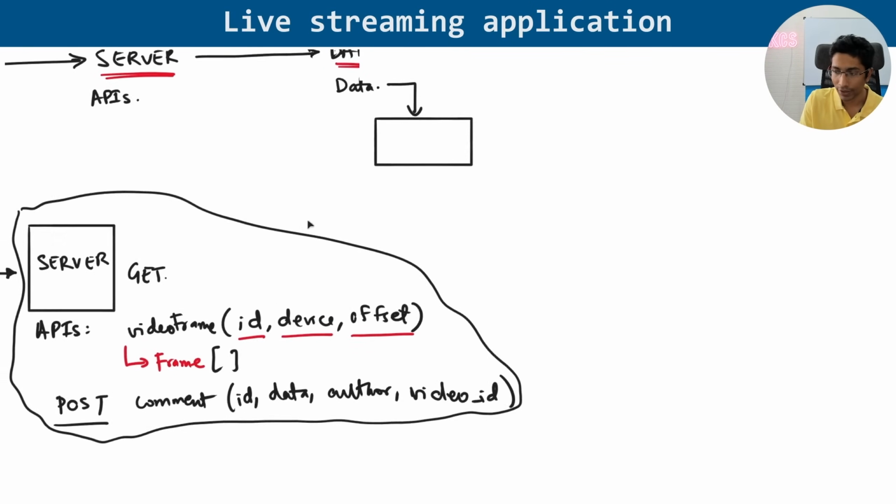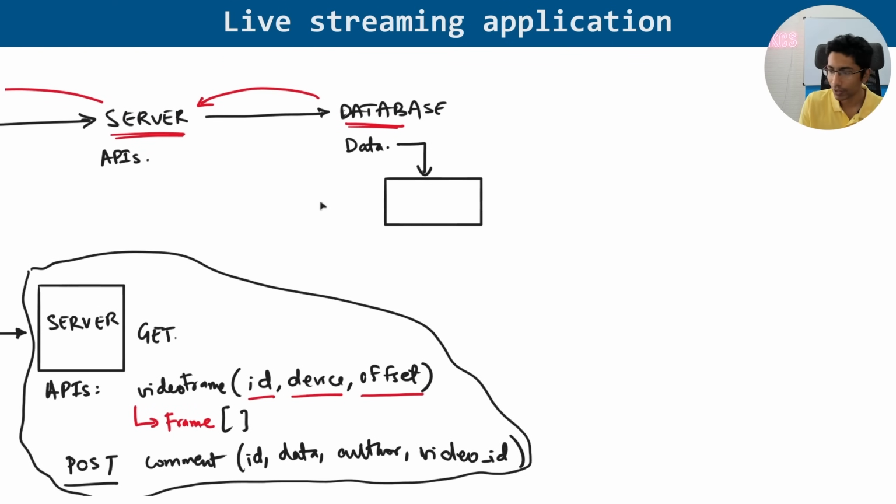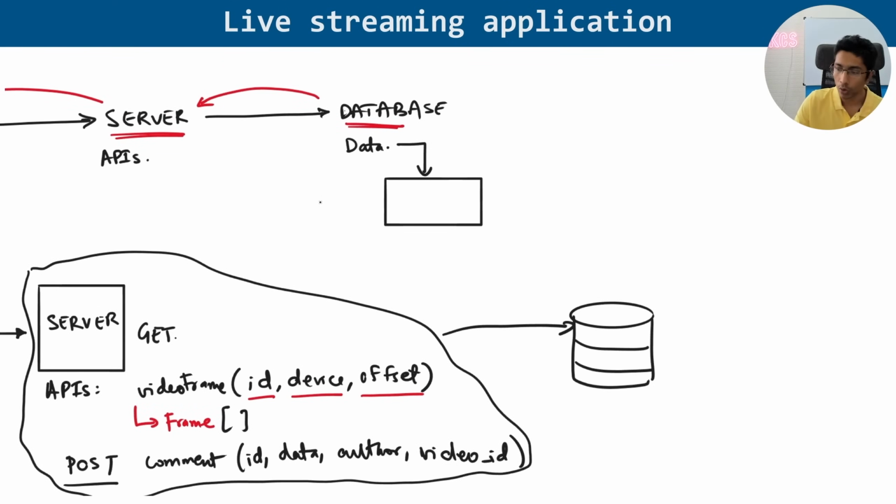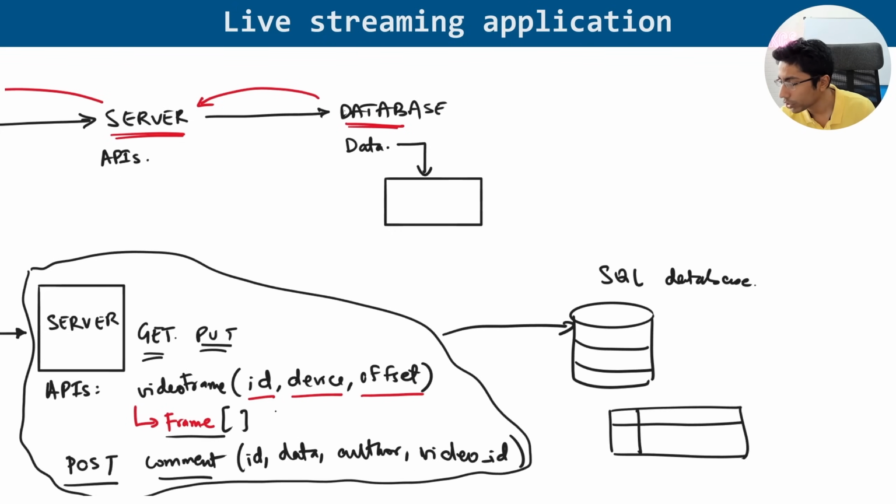Now let's go for the next part, which is the database side of things. What kind of data do we need to store to satisfy these APIs? Returning frames is something we want to do. Storing comments is something we want to do, and also probably get those comments. And to get video frames, we also probably need to put video frames. What kind of database should we use? Comments are rather simple. You can store this in an SQL database, such that an SQL table has an ID, the data of the comment, so text being stored as a column, the author, which is a foreign key to a user table, right?